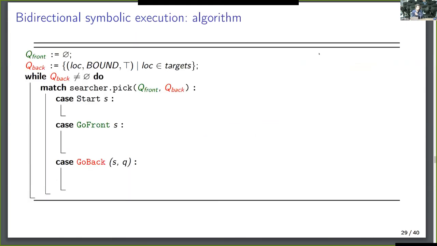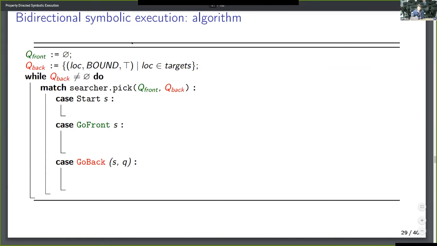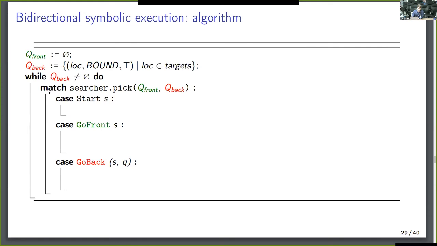Now we're ready to describe our bidirectional symbolic execution algorithm. Here we maintain, as we have already told, two sets, Q front and Q back. Q front is a set of states, and Q back is a set of targets. And now we have a bit different workflow. We still have some flexible search strategy. We still have some searcher, but now it is parameterized by two sets, Q front and Q back, and it makes its decision looking at the states of these two sets.